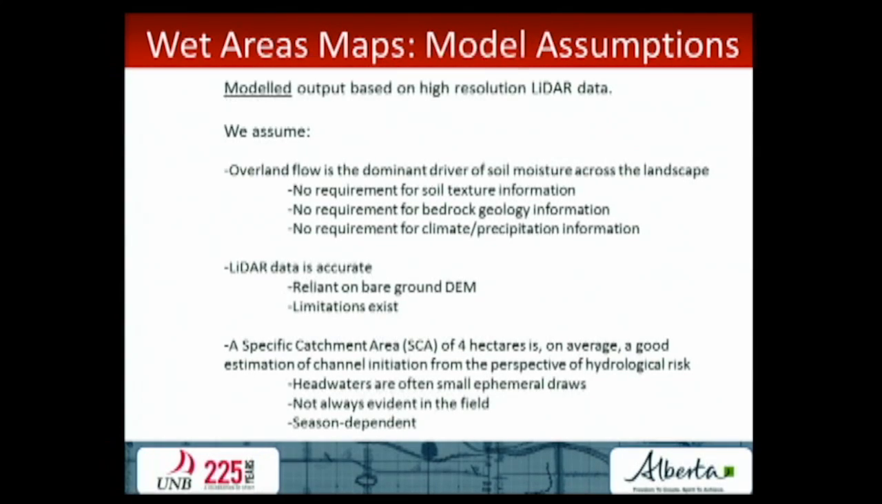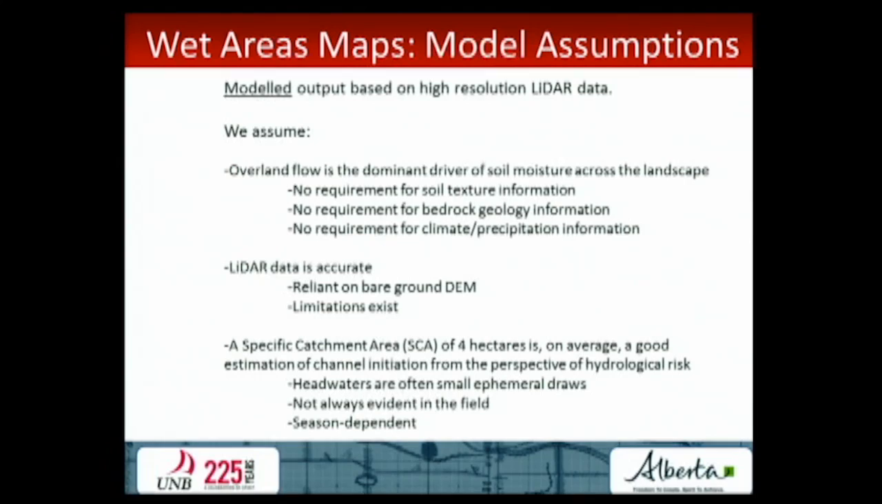Certain limitations do exist with the bare earth LiDAR elevation information, and I'll be talking about those in upcoming slides. We also assume a specific catchment area or contributing area of 4 hectares, and we assume that this is on average a good estimation of channel initiation from the perspective of hydrologic risk.